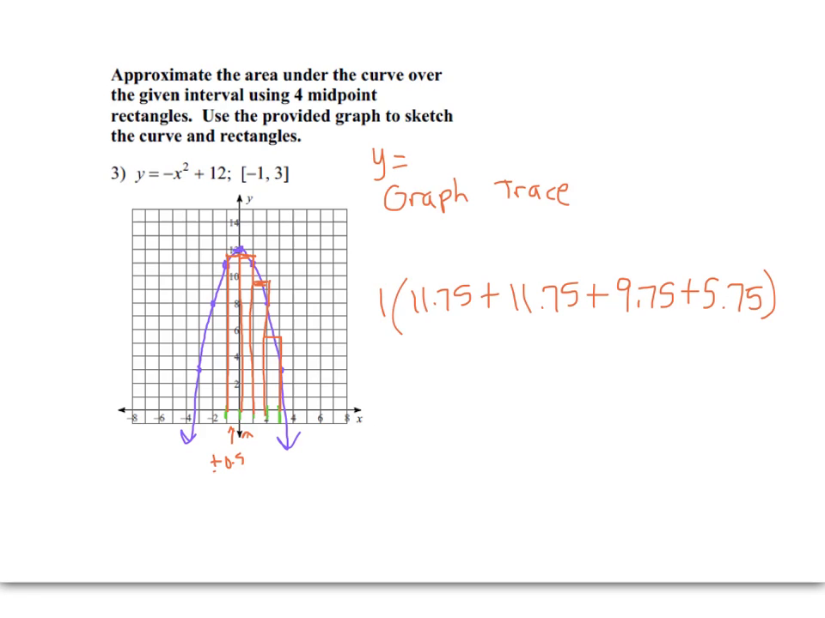But you're not going to be able to get those decimals if you don't know that, hey, I'm looking for what's in the middle of these rectangles, so I'm going to have to plug in a number that's in the middle, which is a 0.5 of some sort. If I add these all together, I get 39.